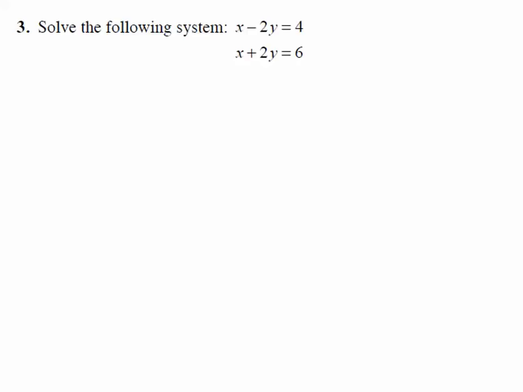Okay. So look at this problem here. What is the elimination method? It means we're going to eliminate one of the variables. In order to eliminate one of the variables, we need to have this key little component right here. We need to have a variable and its coefficient be exact opposites.